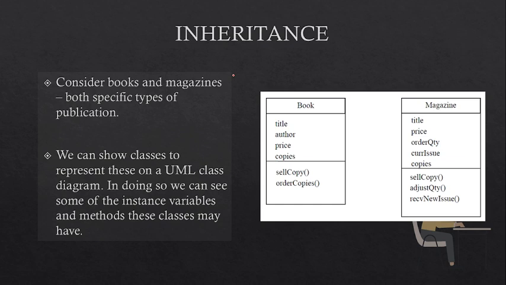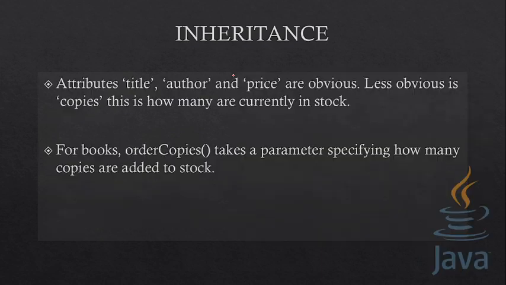So for example, in the book class, it has title, author, price, and copies. And for the methods, we have copy and then order copies. Title, price, order quantity, current issue, and copies are present in the magazine class. While its methods are copy, adjust quantity, and receive new issue.